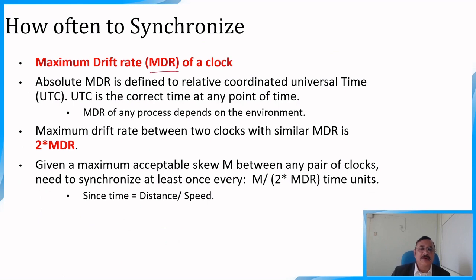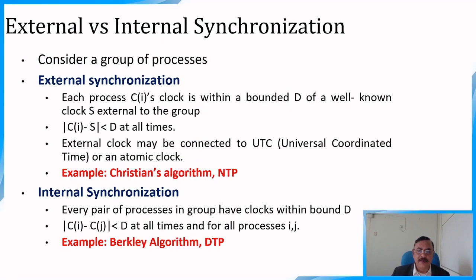Now the maximum drift rate of a clock, the absolute MDR, is defined relative to coordinated universal time UTC, which is the correct time at any point of time. MDR of any process depends on the environment. So the maximum drift rate between two clocks with similar MDR is 2 times MDR. Given a maximum acceptable skew M between any pair of clocks, we need to synchronize at least once every M divided by 2 multiplied by MDR time units.